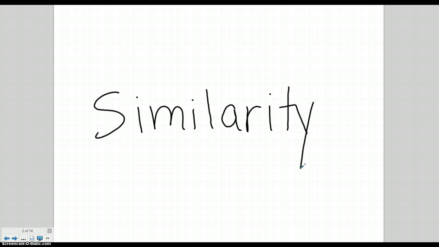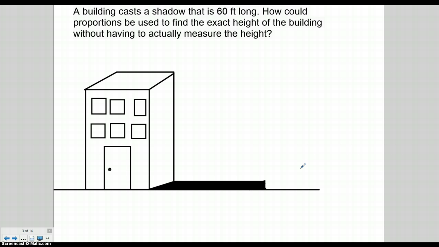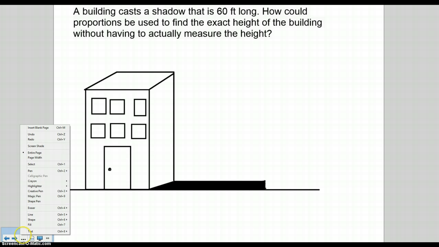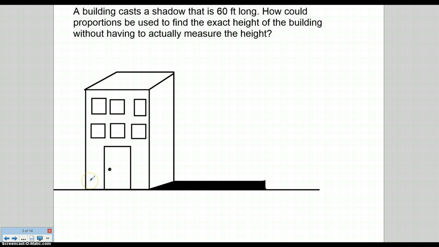This is something that we can use. We may even go outside and do an actual activity on this. But how can we use proportions? Well, a building casts a shadow that is 60 feet long. So we have this building, shadow is 60 feet. How could proportions be used to find the exact height of the building without having to actually measure the height? So we're going to just label that H because we don't know how tall that building is. And I really don't want to climb up there and measure it myself.